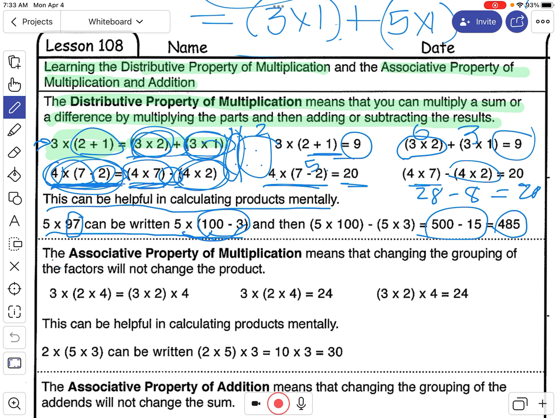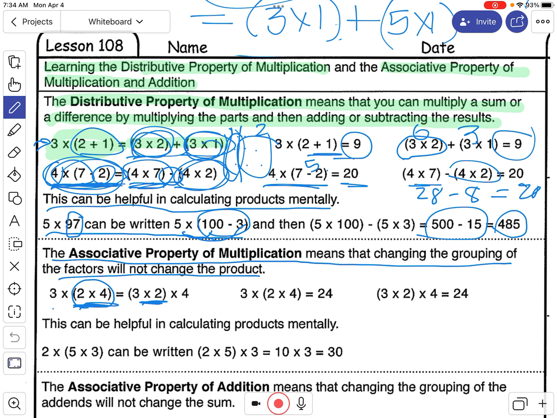All right, the next part, the associative property of multiplication, means that changing the grouping of the factors will not change the product. What that means is you can group things however you want in a multiplication problem, and the answer is going to be the same. 3 times 2 times 4, if I do 2 times 4 first, or if I do the 3 times 2 first, I'm still going to get the same answer.